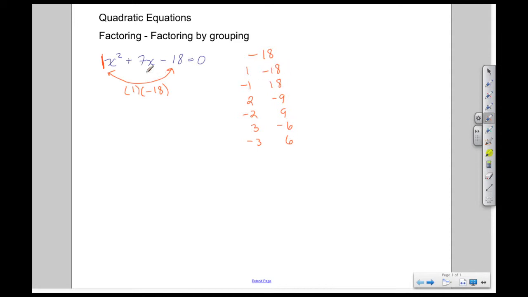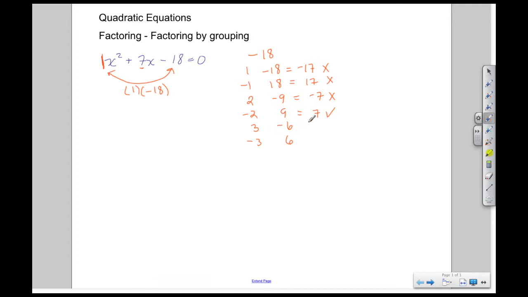Now if I add these factors, I'm looking to come up with this middle term here of 7. So let's take a look at each one. 1 minus 18 gives me a negative 17. No, I can't use that. Negative 1 plus 18 gives me a positive 17. Again, not what I'm looking for. 2 minus 9 gives me a negative 7. Close, but still not what I'm looking for. Negative 2 plus 9 gives me a positive 7. That is what I need.